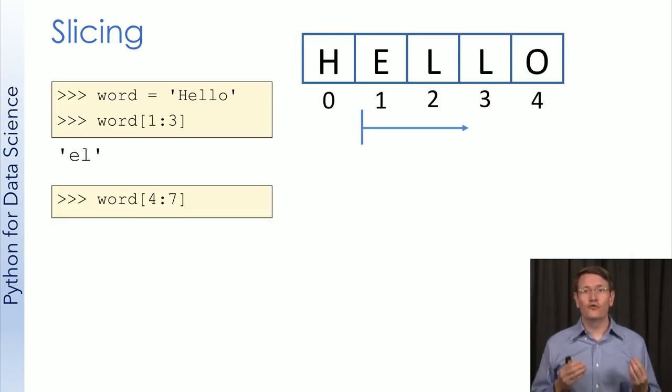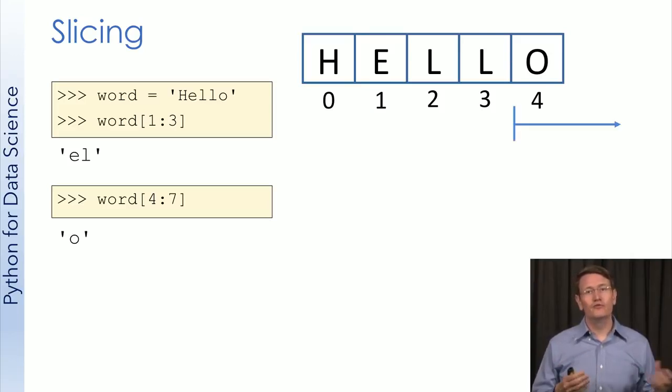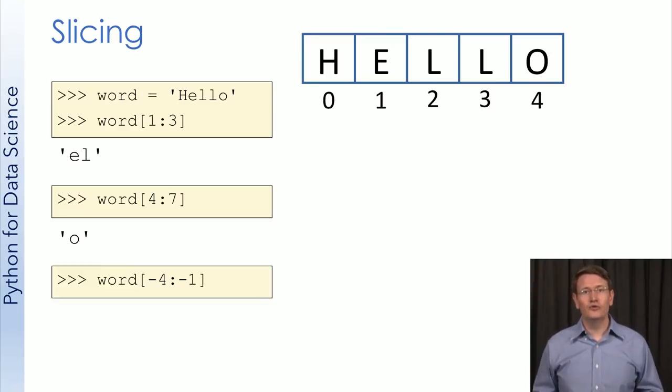If we ask for 4 through 7, you might think this will cause an error, but it will just select the strings starting at 4 through the end of the word. In this last example, we'll use negative indexes. It's sometimes easier to start from the back of a word when pulling out a substring. The indexes for that are shown here.